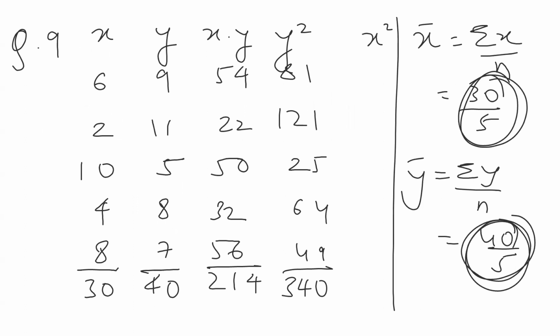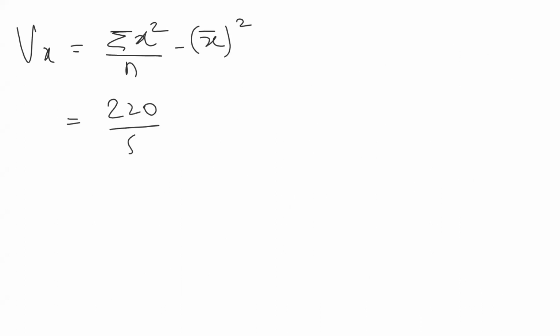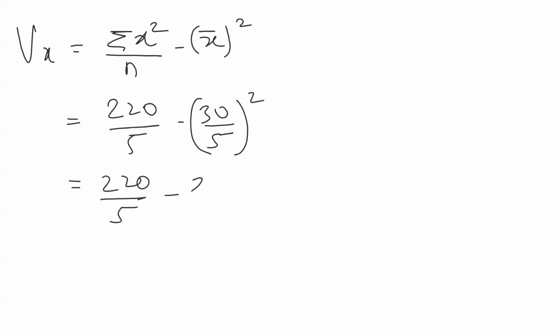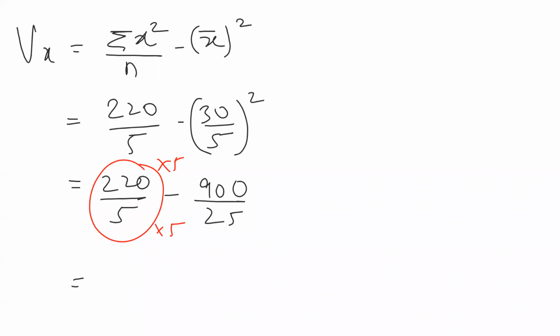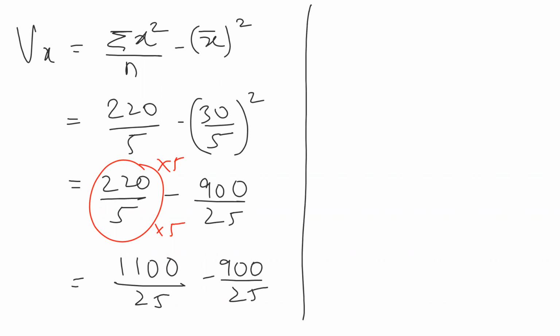Thirty-six, 16, 64. Okay, and the total is 220. So let's take 220 upon 5 minus (30 upon 5) the whole square, right? So 220 upon 5 minus 900 upon 25, multiply and divide with 5. Okay, because we are making the same denominator. 220 into 5, that is 1100 upon 25 minus 900 upon 25. So this turns out to be 200 upon 25.